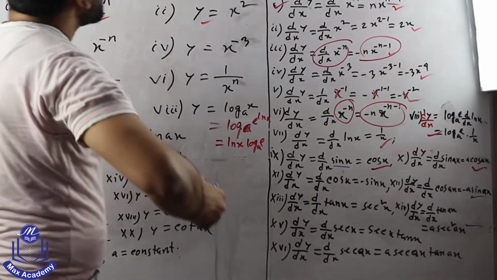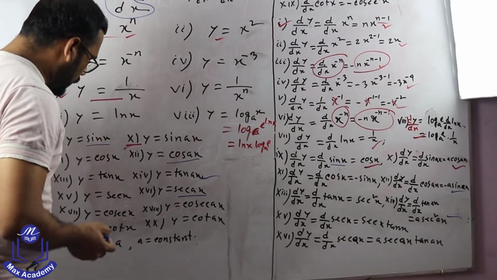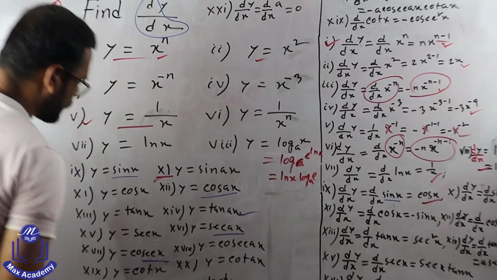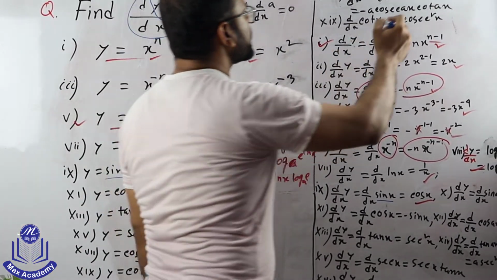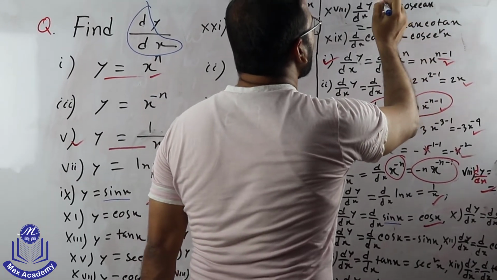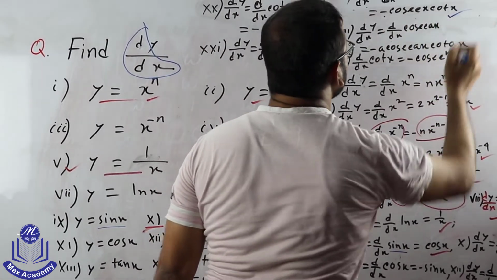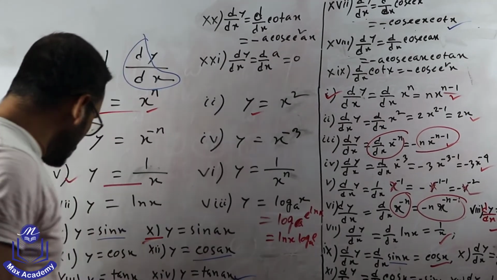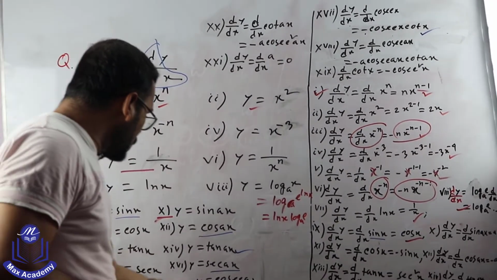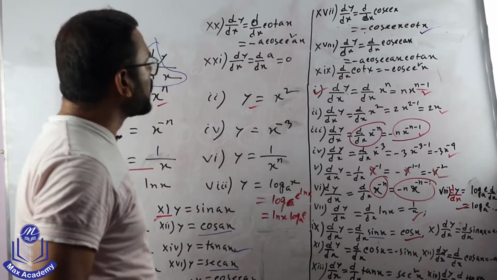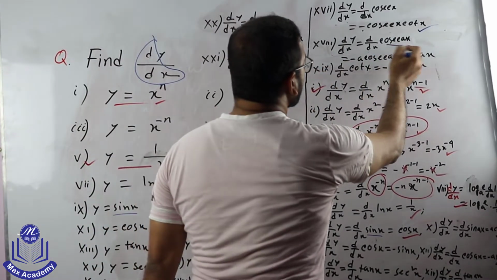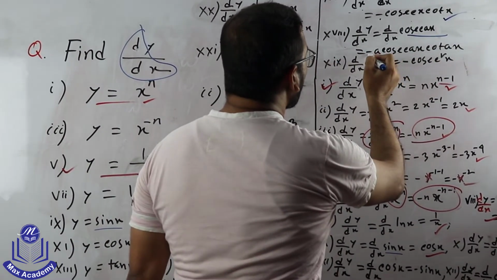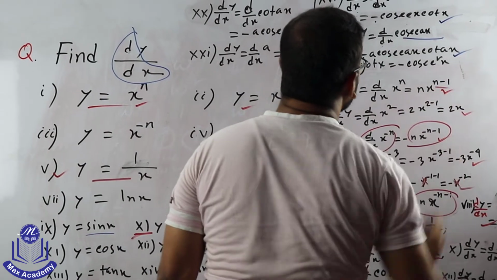After that, we need to differentiate cosec x. If we differentiate cosec x, then the result will be minus cosec x cot x. And then the question is cosec ax. If we differentiate cosec ax, then the result will be minus a cosec ax cot ax.